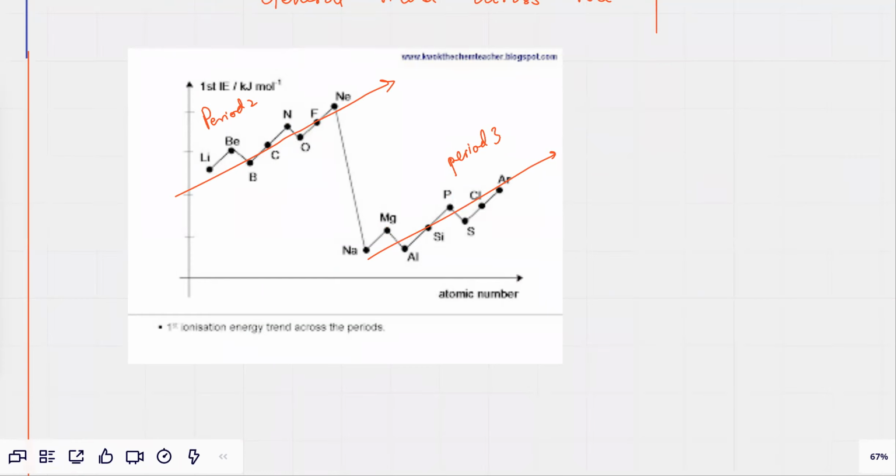But there's an issue. If you want to be specific, you would notice that there is something going wrong here at boron and at oxygen. They're not following the trend. Something is wrong with aluminium and sulfur as well. So basically, there are dips at group 3 and there's a dip at group 6 as well. Similarly, aluminium is in group 3 in the next period, and sulfur is in group 6, which is also in the next period.